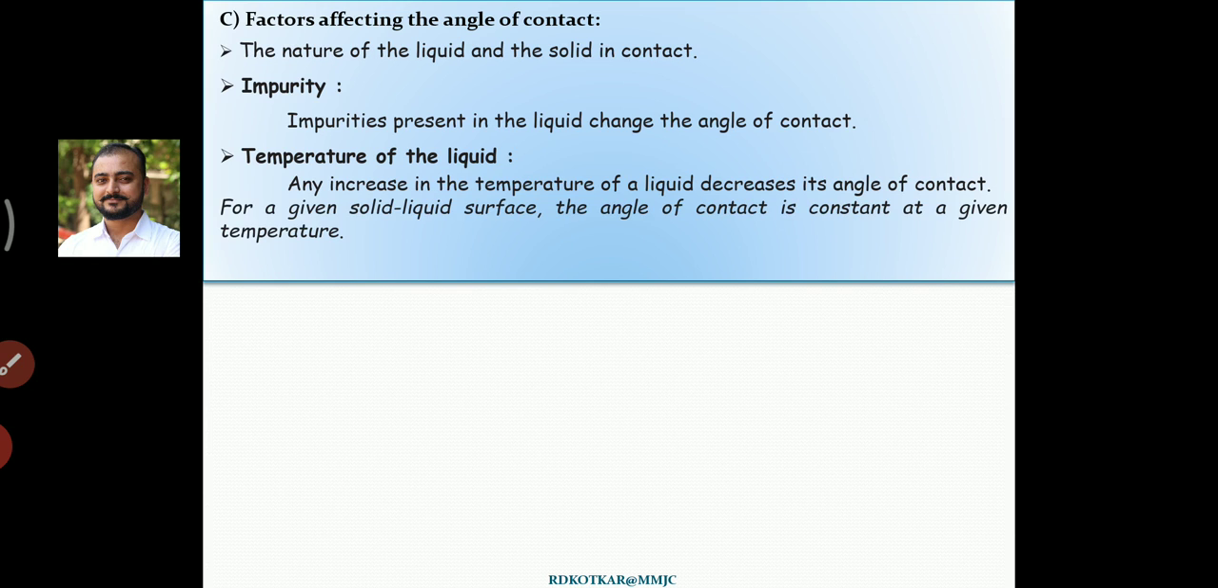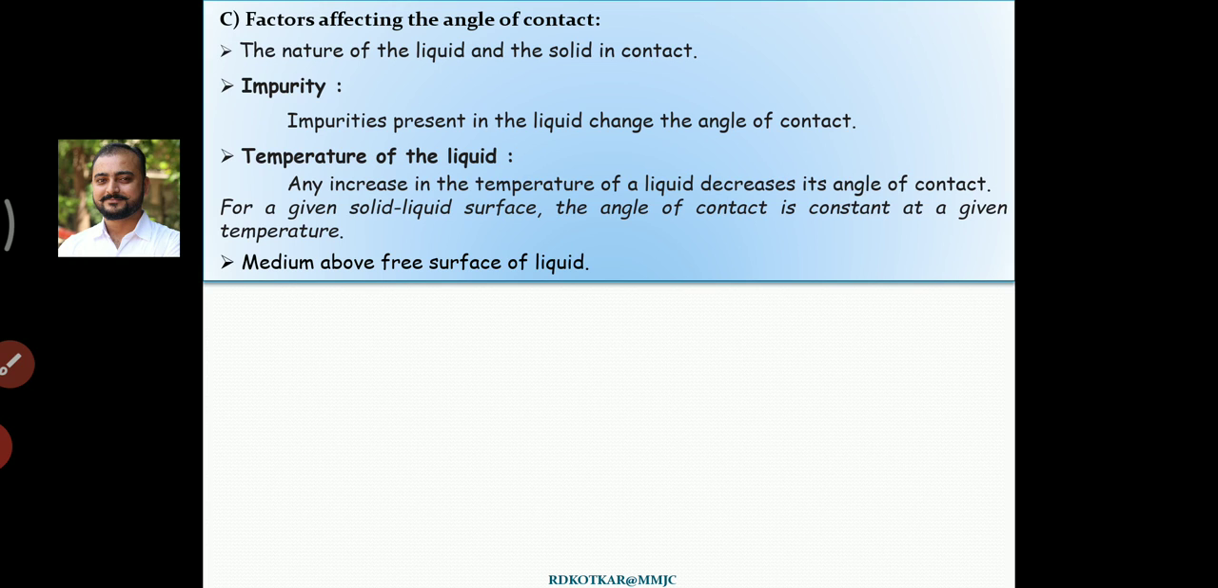But for a given liquid and solid pair, the angle of contact is constant at a given temperature. Remember, for a particular solid-liquid pair, if you consider glass and water, for that particular pair the angle of contact is constant at a given temperature. Say the temperature is 20 degrees Celsius, then the angle of contact is fixed for this particular pair of liquid and solid.